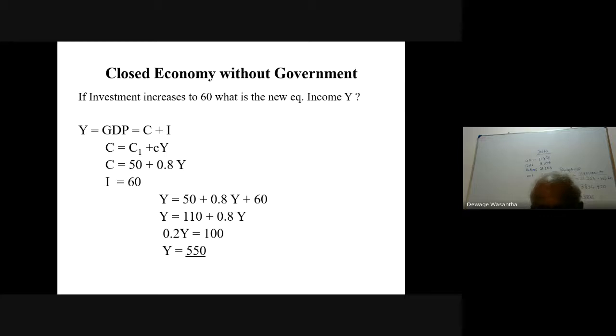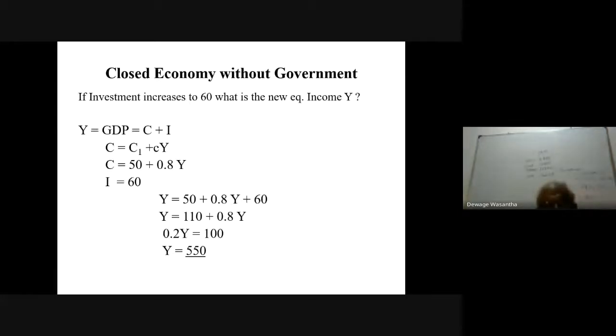110 divided by 0.2. Let me check. 110 divided by 0.2 is 550. Please cut this and change that to 110. With this 110, then it is 550. Let's see what will happen.